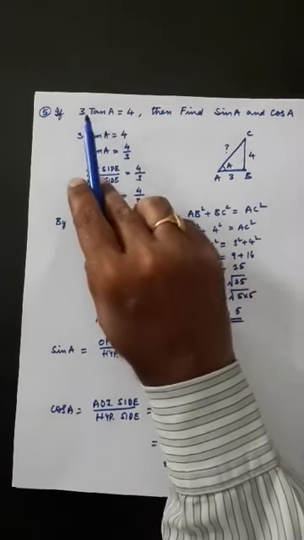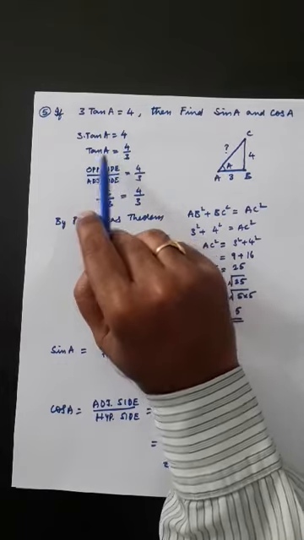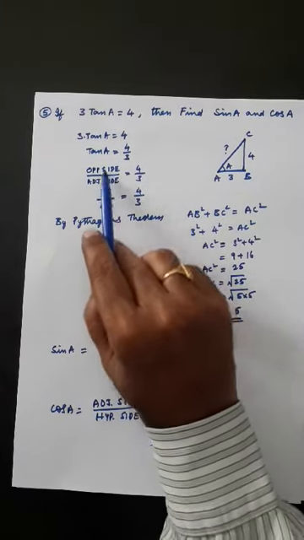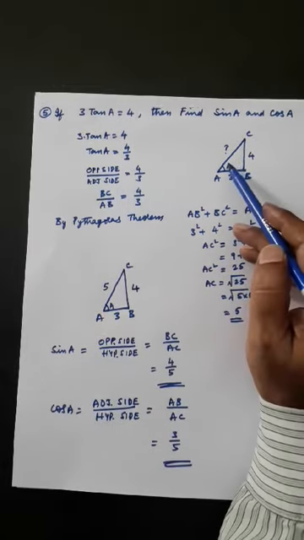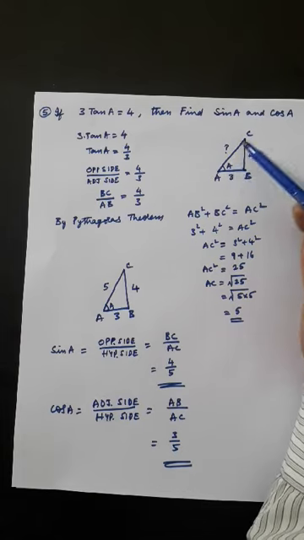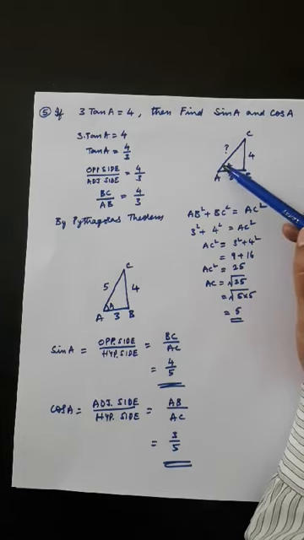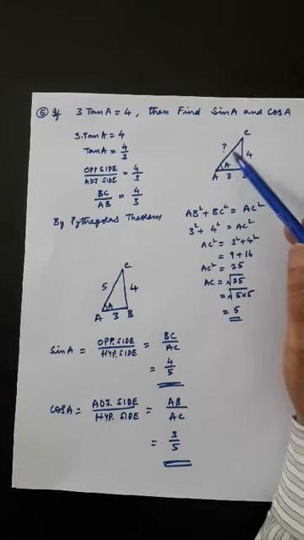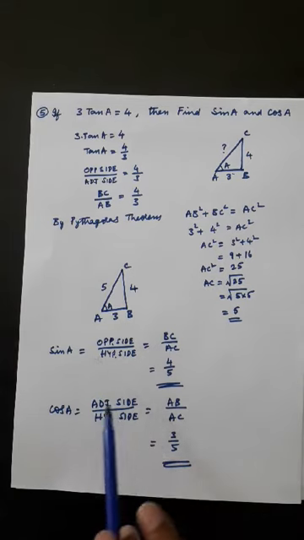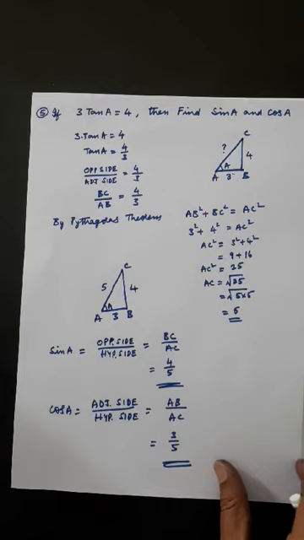So he has given 3 tan A equal to 4. So what we did is tan A is equal to 4 by 3. We know tan A equal to opposite side by adjacent side. So opposite side is 4, adjacent side is 3. By Pythagoras theorem, we need to find the other side. This square plus this square equal to this square. So we got AC as 5. Once we get all the 3 sides, we can find out any trigonometrical ratio. Sin A and cos A are found like that. Okay.